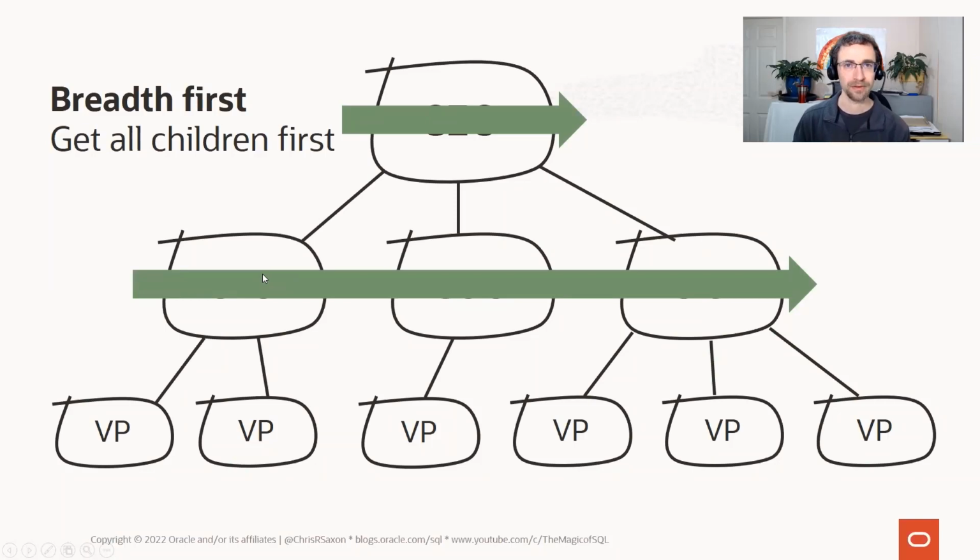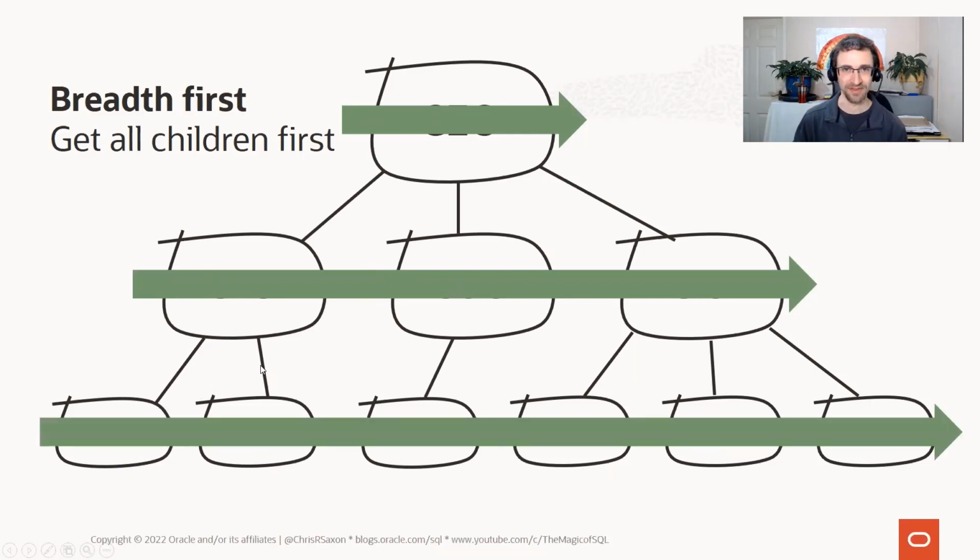We will get all those rows next, or return all those rows next. Only after getting all the CEO's direct reports do we then go down to the next level. So at this point, we then get all the children of the board, the CXOs. We get all those VPs. So we keep going across. We return all the rows at the same level before going down to the next level. So that is breadth first search.